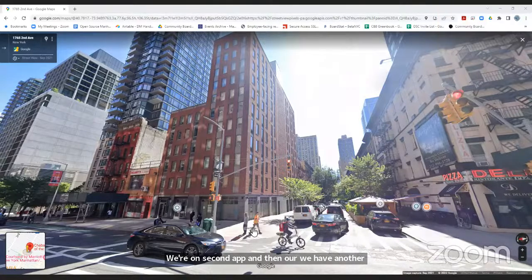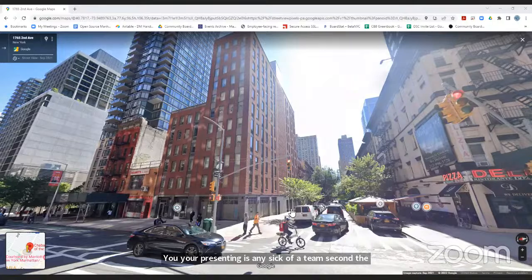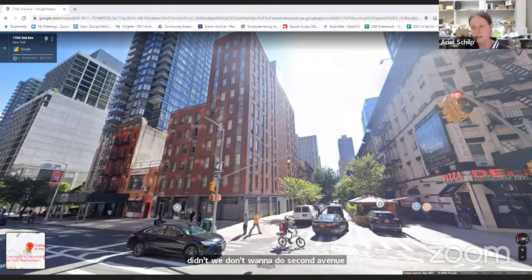So we're this whole corner. 92nd Street. You're representing it as 92nd between Second and Third and First Avenue. That's what I'm looking at. I didn't even think about it being on Second Avenue. We don't want to do Second Avenue. No, I was just saying that our main entrance is on Second Avenue, and we have another entrance on 92nd Street.